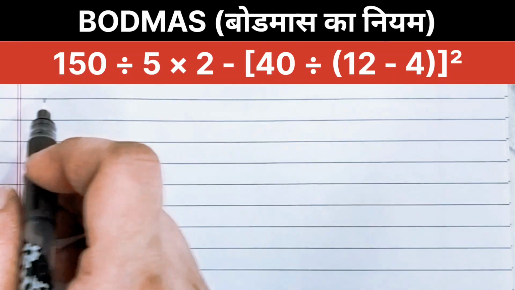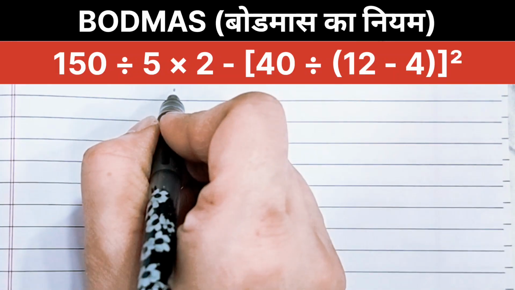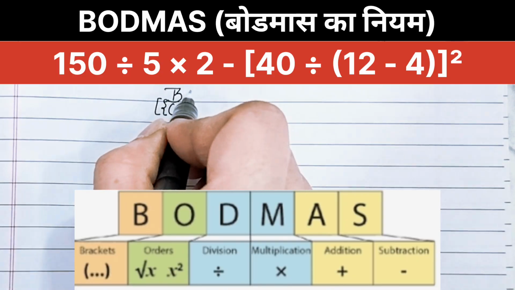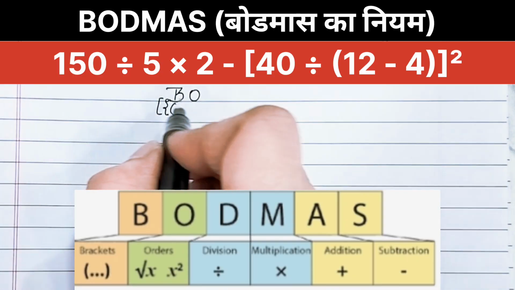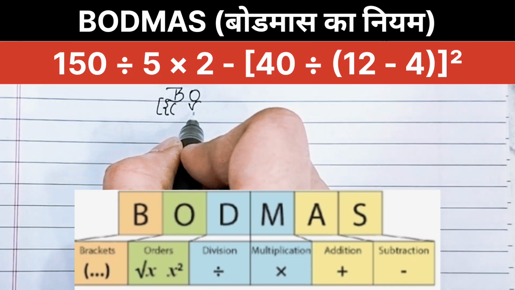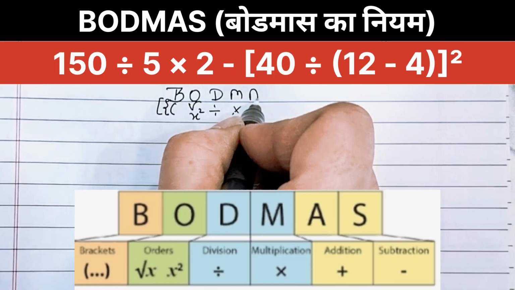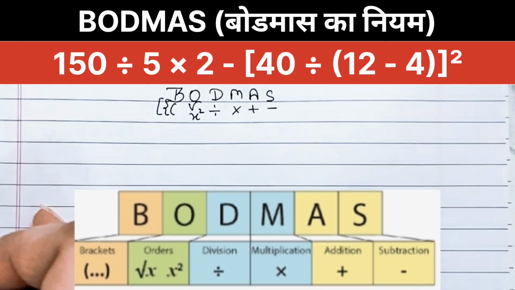Hello friends, now to solve this expression we follow the BODMAS rule. BODMAS rule says first we solve brackets: small bracket, curly bracket, then square bracket. O stands for orders, we solve roots and exponents. D stands for division, M stands for multiplication, A stands for addition, S stands for subtraction.